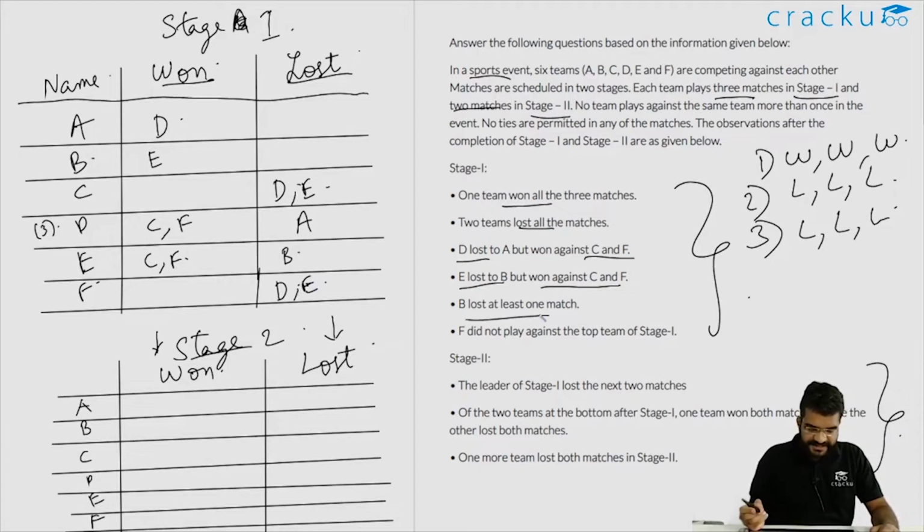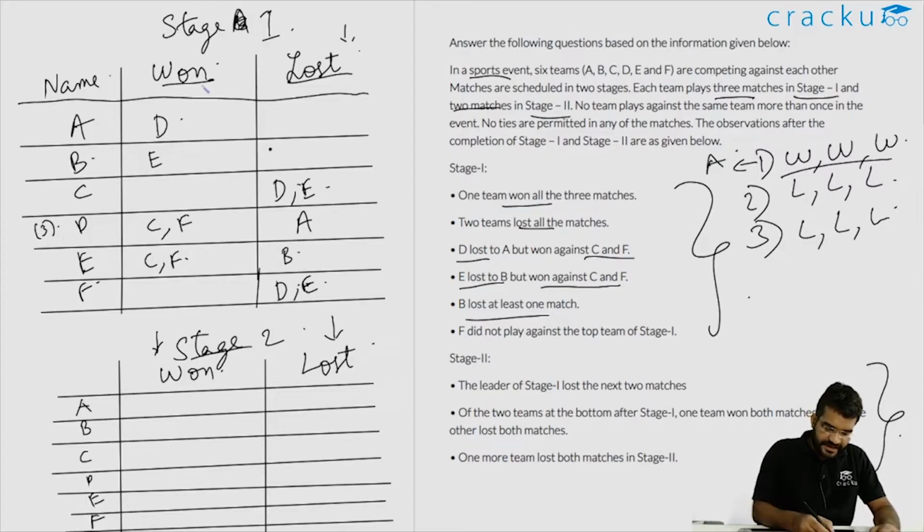B lost at least 1 match. So there is at least 1 match in the last column for B. This would immediately tell you that all the teams other than A have lost at least 1 match. So the team which won all the 3 games is A.